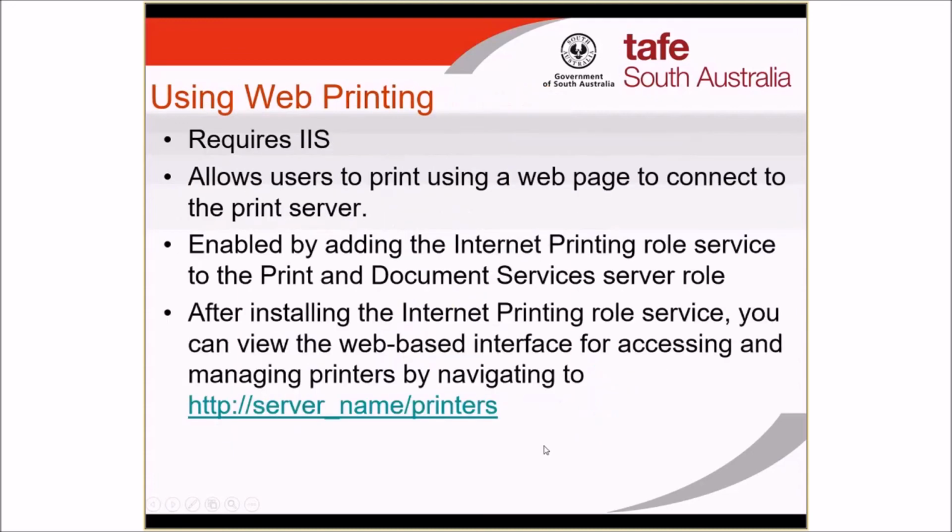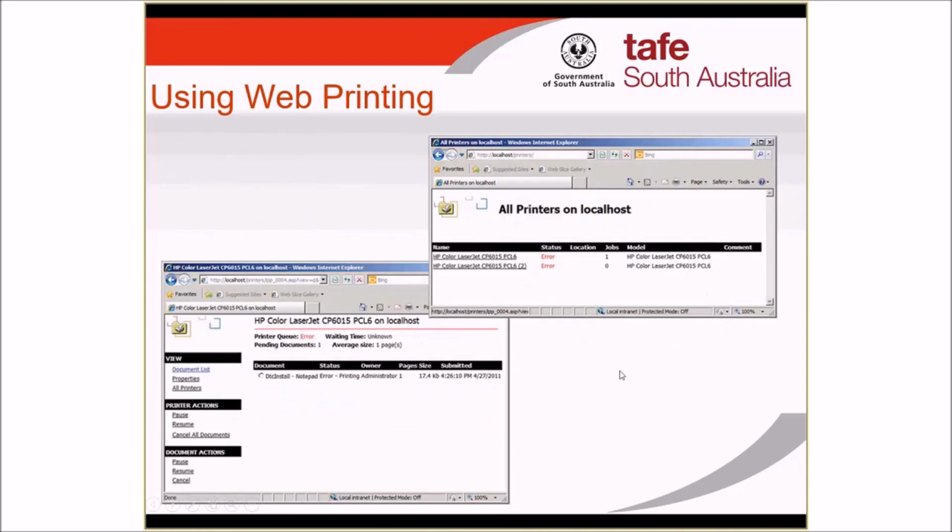There's also web printing, but this requires IIS, Internet Information Services, which is effectively Microsoft Server's web server. This allows users to print using a web page to connect to the print server. It also allows us to manage the printer using a web page. This is enabled by adding the internet printing role service to the print and document service role. After installing it, you can view the web-based interface for accessing and managing the printer by putting in the server name. So if our server name was server1/printers, we'll get to see a web page like that.